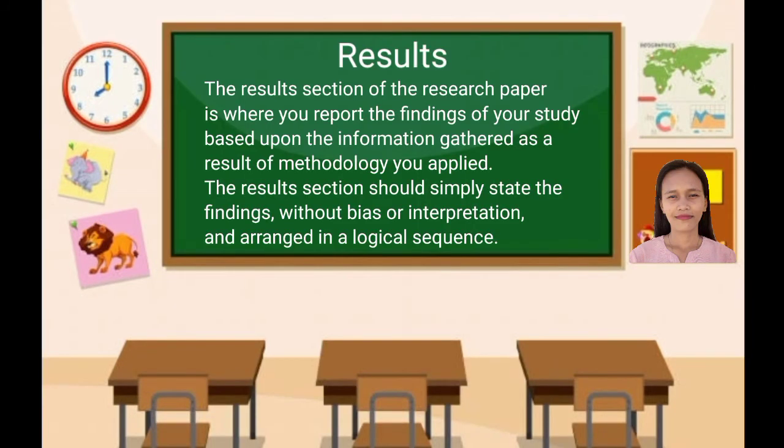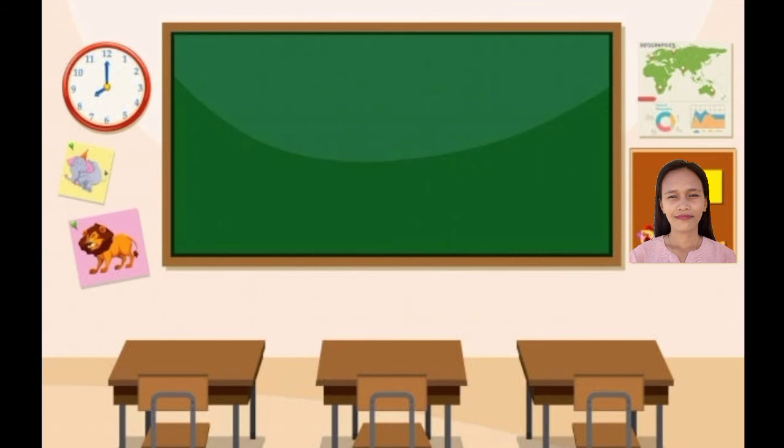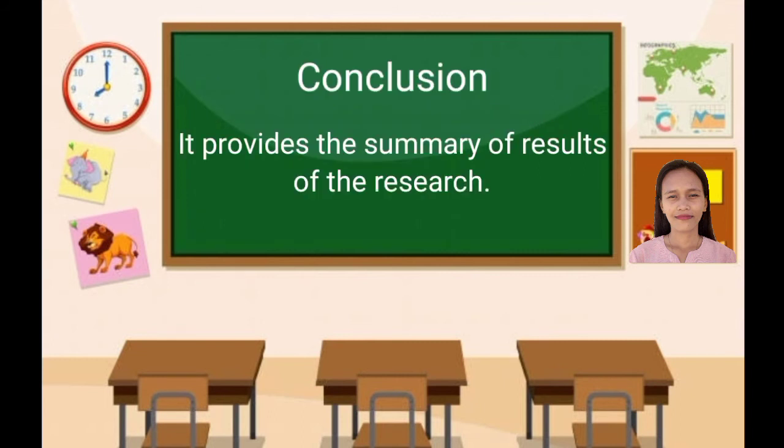Then the results. The results section of the research paper is where you report the findings of your study based upon the information gathered as a result of methodology you applied. The results section should simply state the findings without bias or interpretation and arranged in a logical sequence. And so, without further ado, let's proceed to conclusion. So, conclusion provides the summary of results of the research.